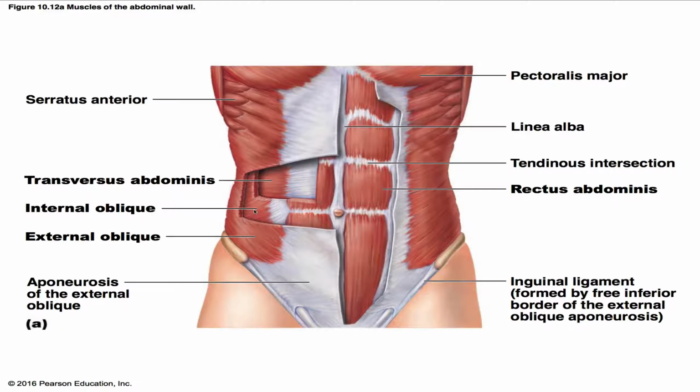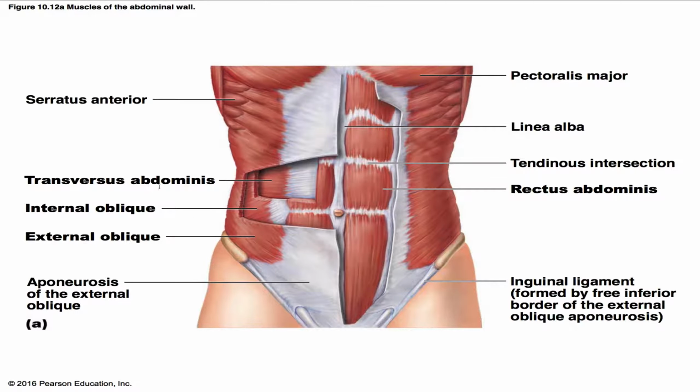The internal obliques, most of the fibers run upwards and medially. However, as the muscle fans, its inferior fibers start running downwards and medially. Now, its insertion is the linea alba. Okay, this is the linea alba over here. The pubic crest and the last 3 or 4 ribs and the costal margins. The origin is going to be the lumbar fascia, the iliac crest, and the inguinal ligaments. And functions will be the same as for the external oblique.